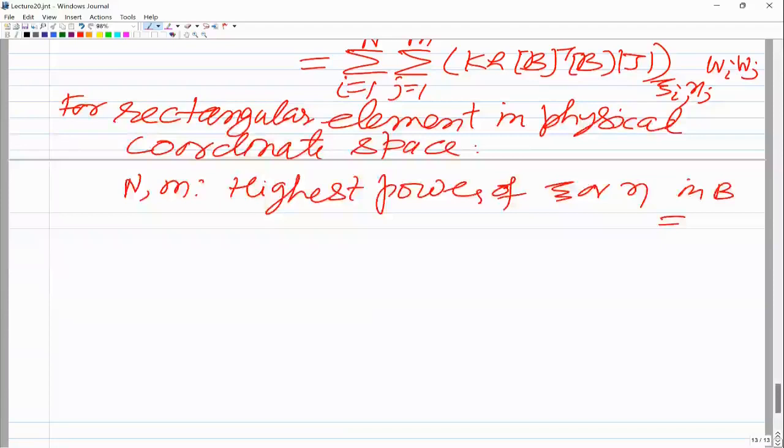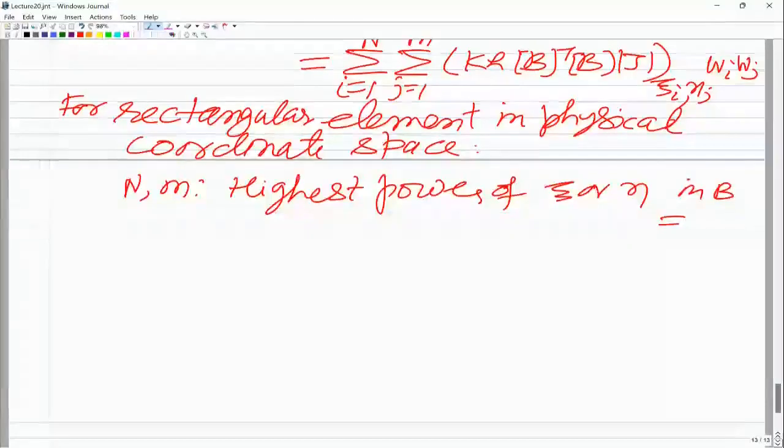And when you differentiate N1, N2, N3, N4 with respect to xi and eta, we have seen already in the last class that all the derivatives of shape functions with respect to xi have highest power of eta equal to 1, and the derivatives with respect to eta have highest power of xi equal to 1. So when we look at B, for the rectangular element, it is simply the inverse of the Jacobian, which is constant, times either del Ni by del xi or del Ni by del eta. So in B, the highest power of xi or eta is going to be 1.